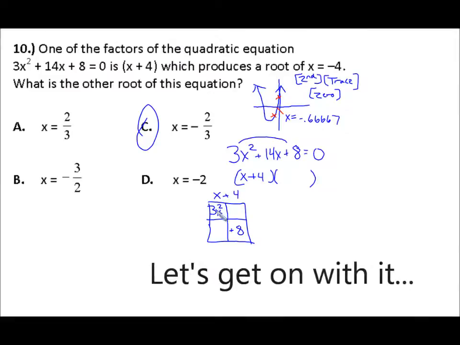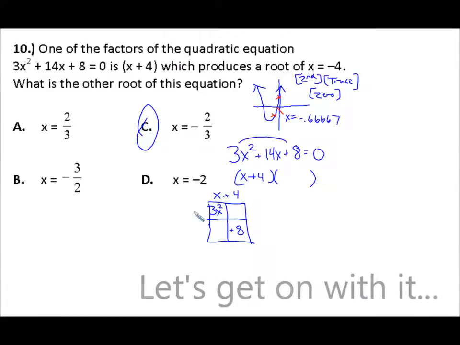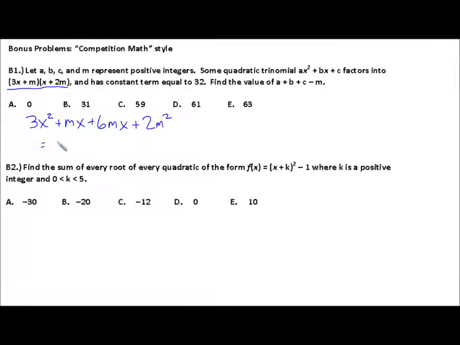What do we have to multiply x by to get 3x squared? Well, the answer to that would be 3x. Do a little tic-tac-toe here. If that's 3x, we have to multiply 3x by 4 to get this term. Let's combine our like terms in the middle. So this is actually 3x squared plus 6m plus 1m is 7m plus 2m squared.